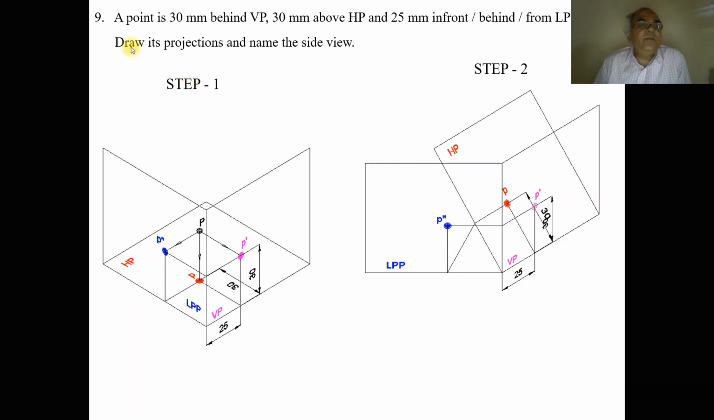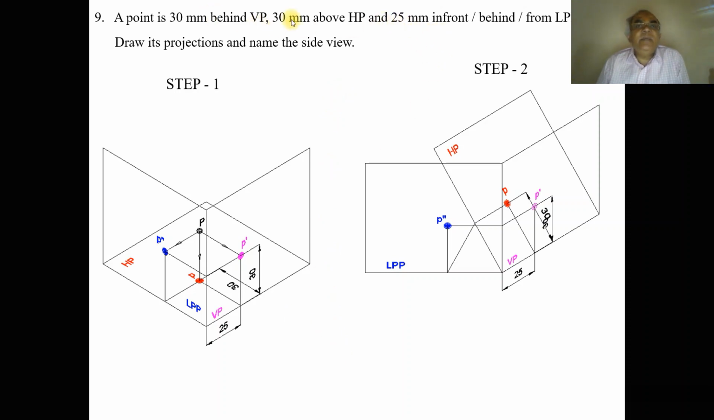Now, in this video, we are going to discuss how to solve the problem: a point is 30 mm behind VP, 30 mm above HP, and 25 mm behind LPP. Draw its projections and name the side view. Here, the given condition is behind VP and above HP, so obviously this problem is in the second quadrant.